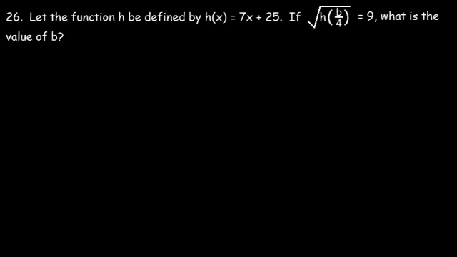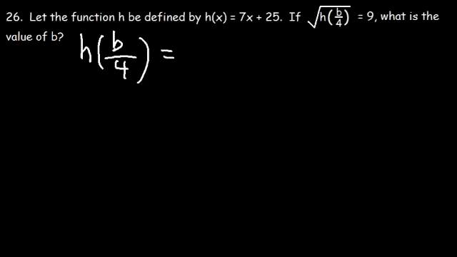26. Let the function h be defined by h of x is equivalent to 7x plus 25. So if the square root of h of b over 4 is equal to 9, what is the value of b? So let's start with the inside part, h of b over 4. Notice that there's no multiple choice answers to select. So this is our free response problem, because typically you'll see some of those questions on the SAT.